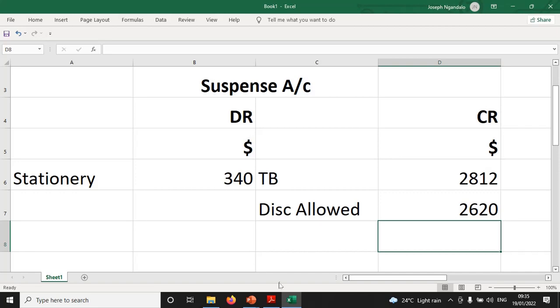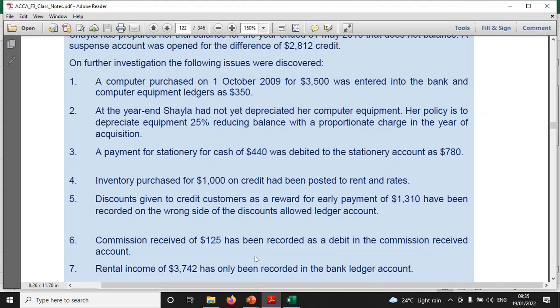What's the next statement saying? Commission receipt 125 has been recorded as a debit in the commission receipt account. Income treated as what? An expense. Did you hear that? Income treated as what? An expense. Again, we're supposed to multiply the figure by what?